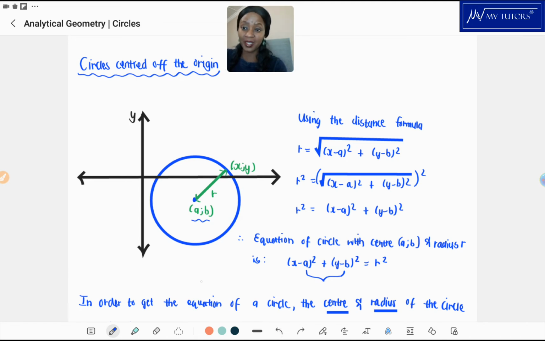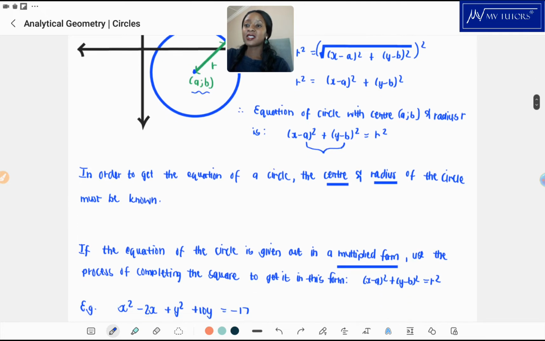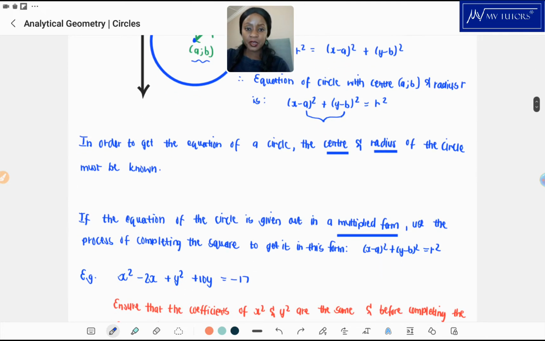But the formula is x minus a, all of that is squared. Then you have y minus b, and all of that is squared, and that will be equal to r squared. Alrighty. So now, in general, if you want to get the equation of a circle, the center and the radius must be known. You just need these two things, the center as well as the radius.